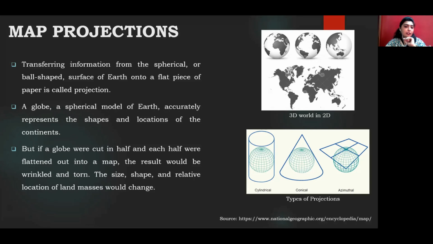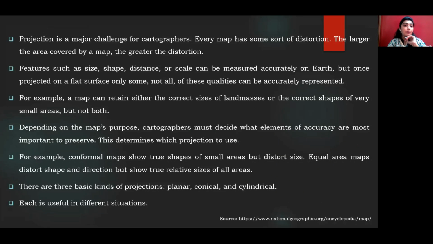It is the methodology. So a globe, a spherical model of the earth, accurately represents the shape and location of the continents, because globe is spherical, earth is spherical. So it is easy for me to represent the countries, the continents in that case. But when I am changing that sphere into a flat piece of paper, it becomes difficult. So for changing from spherical to that flat surface, I need map projection.